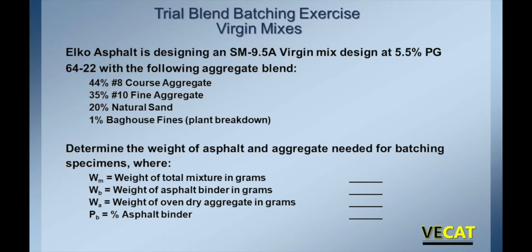Trial blend batching exercise for virgin mixes. Elko Asphalt is designing an SM9.5A virgin mix design at 5.5%. It's PG64-22 with the following aggregate blend. We've got 44% 8s, 35% 10s, 20% natural sand, and 1% baghouse fines for plant breakdown.